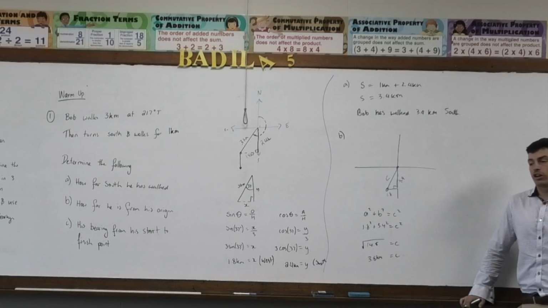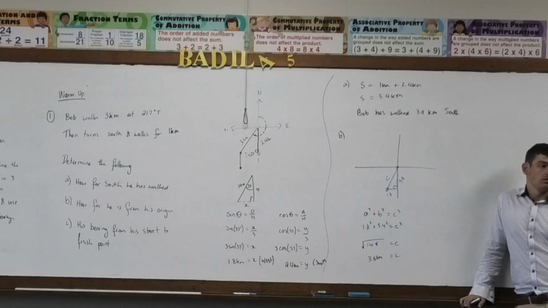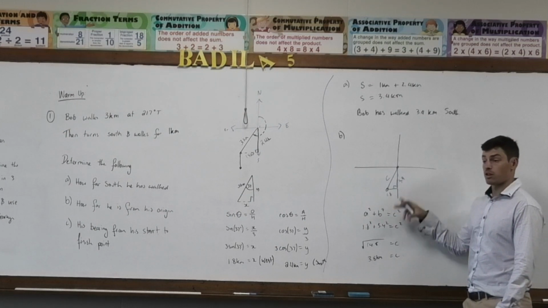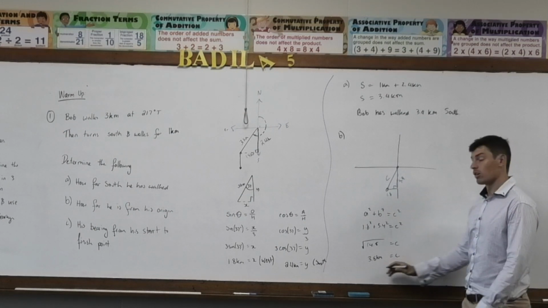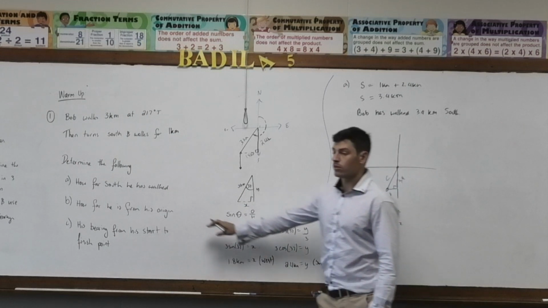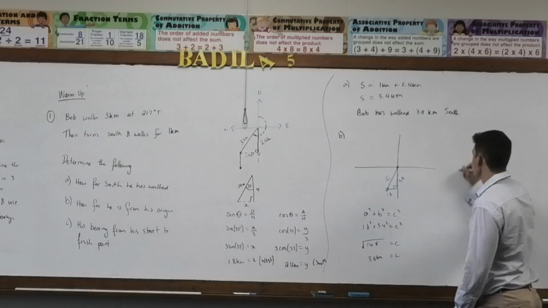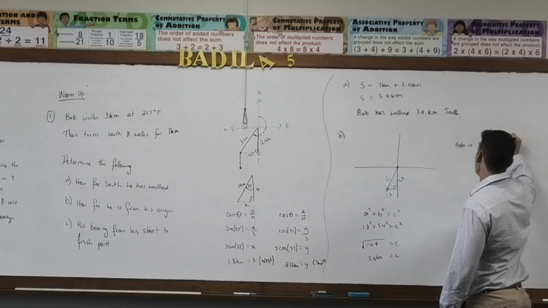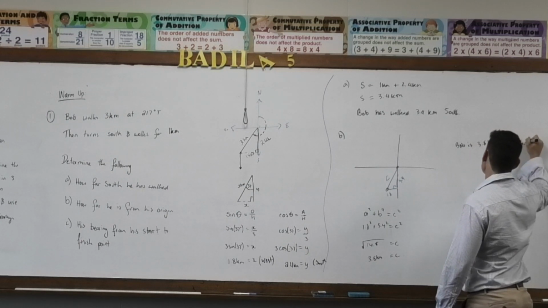What's a good quick check? What's the hypotenuse? It's always the longer side. So I just check to make sure that it's bigger than those two. Is it bigger than those two? Seems reasonable. So I would then write: Bob is 3.8 kilometres from his origin.